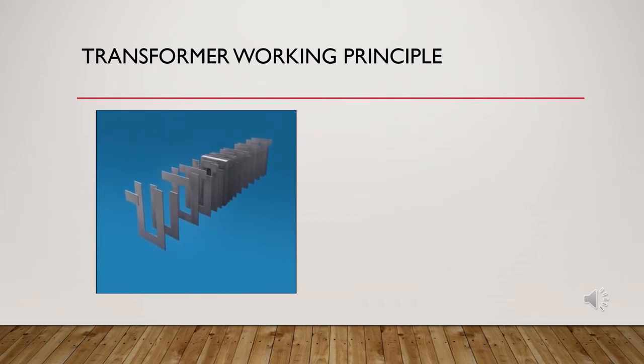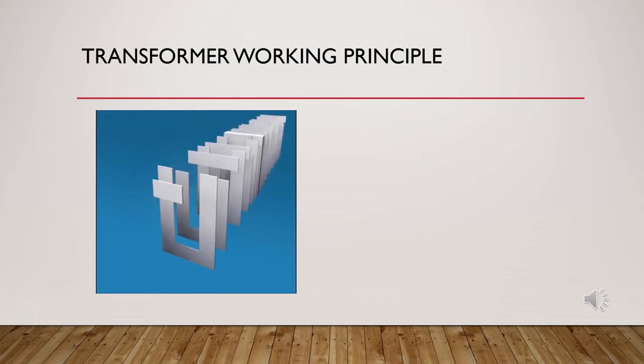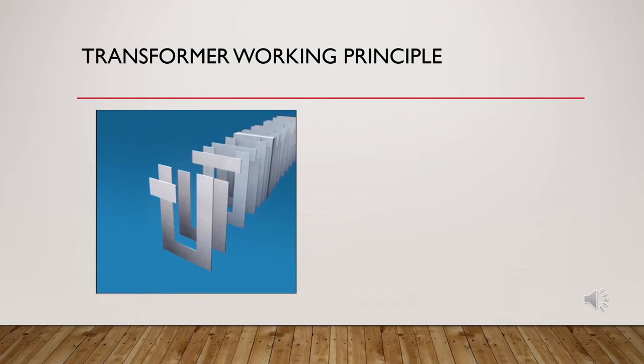The core which is practically used in a transformer is actually not a solid core. It is made up of a number of thin sheets of metal called laminations. This type of construction is used to reduce eddy current loss, which occurs inside the core when it carries changing or alternating flux.